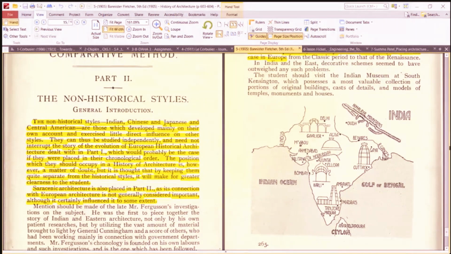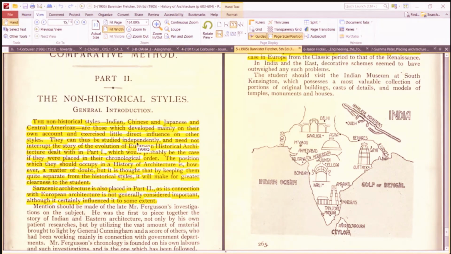They have not shaped modern civilization in any way, or in any way that is important. They can thus be studied independently and need not interrupt the story of the evolution of European historical architecture dealt with in part one, right? As I said, the majority of the book is dealing with Europe and North America, right? And that architecture shapes the architecture of modern civilization. The rest of the world doesn't. It's quite inconsequential, right? And for that reason, he says you can just as well study it independently.